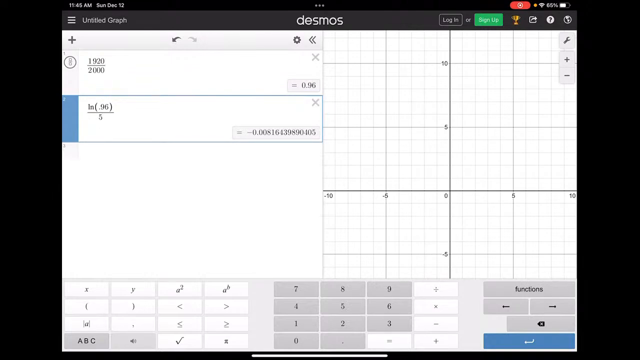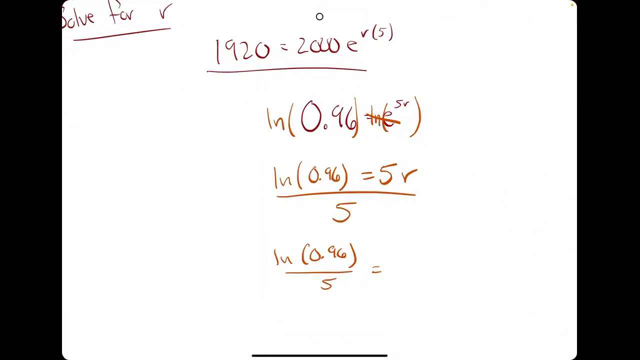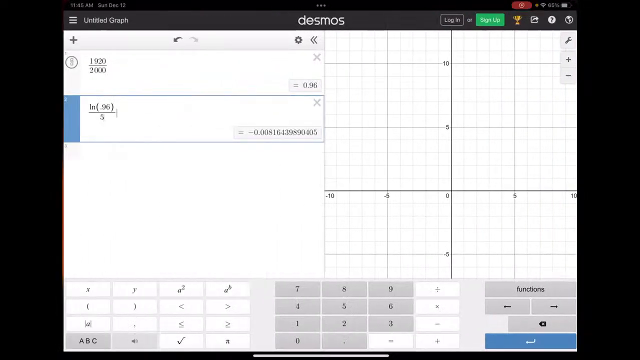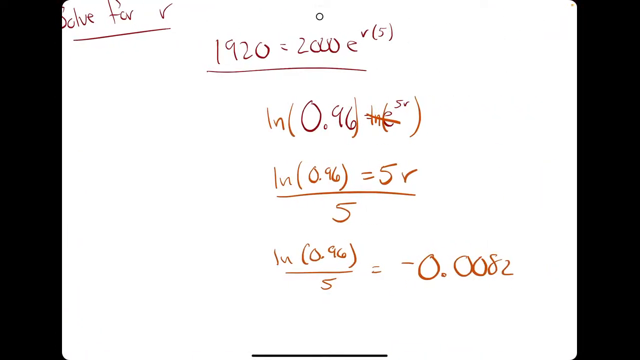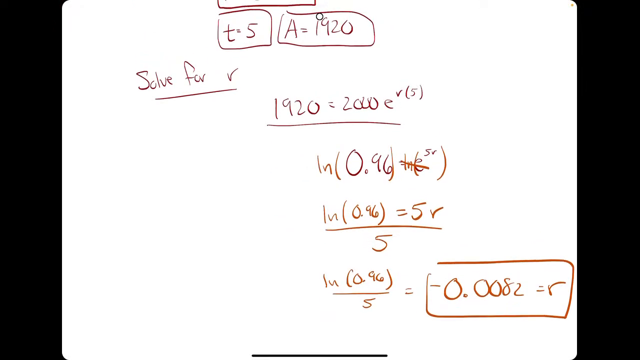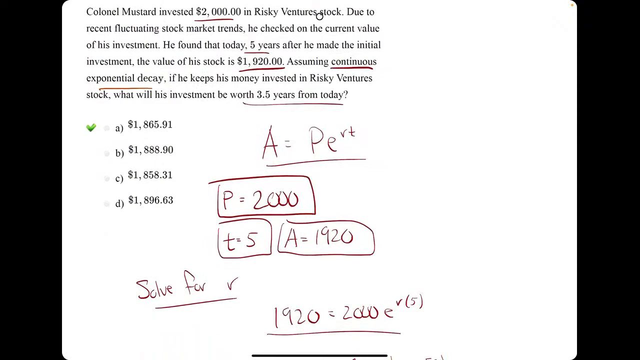Let's see, we get negative 0.0082. Negative 0.0082. Let me double check that just in case. So I think we're good. Yeah. So this is our r value. Pretty fun. This is our rate that the amount is going down. So exponential decay means the rate should be negative.